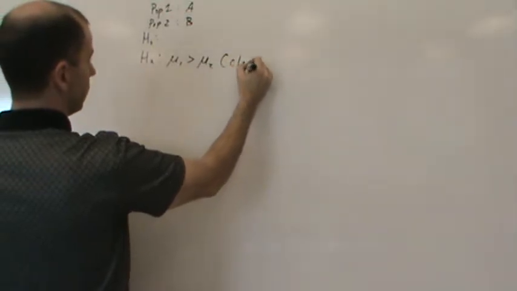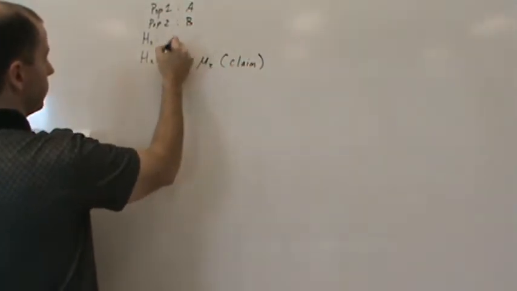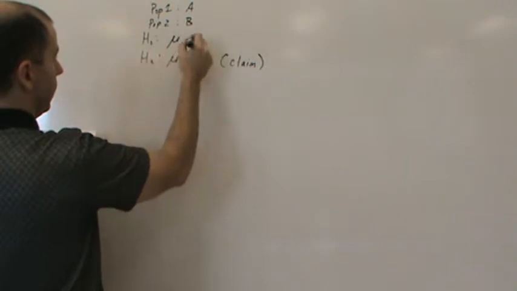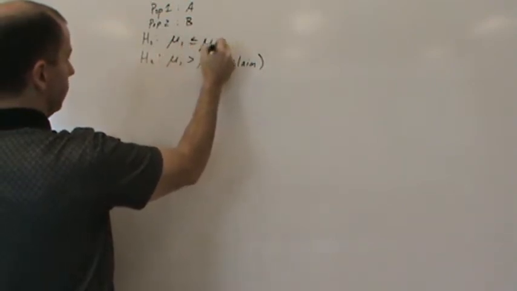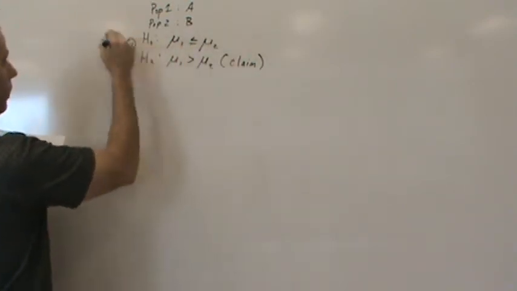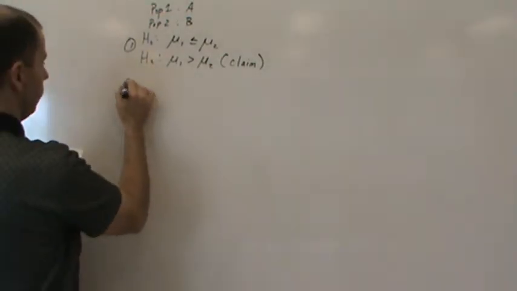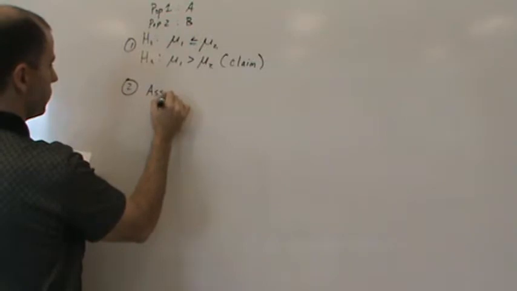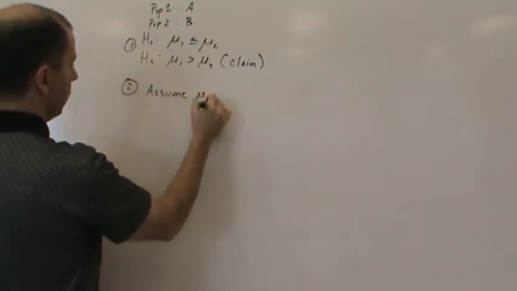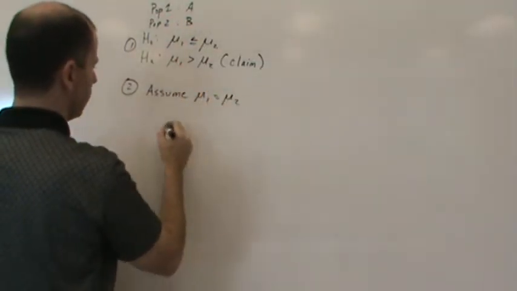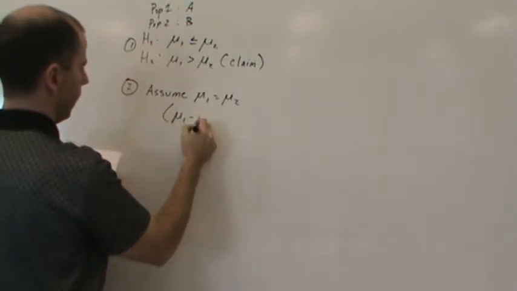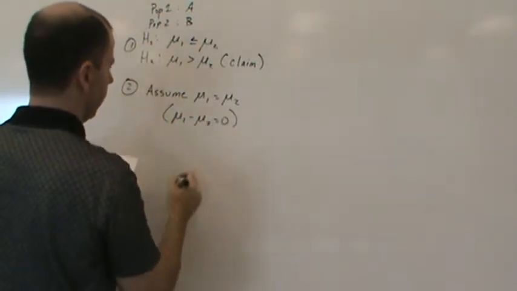So that's what we're testing. So that means the null is mu1 is less than or equal to mu2. And so now we're off. We're out of the gate now. So again, we're going to assume mu1 is equal to mu2. In other words, mu1 minus mu2 is equal to 0.